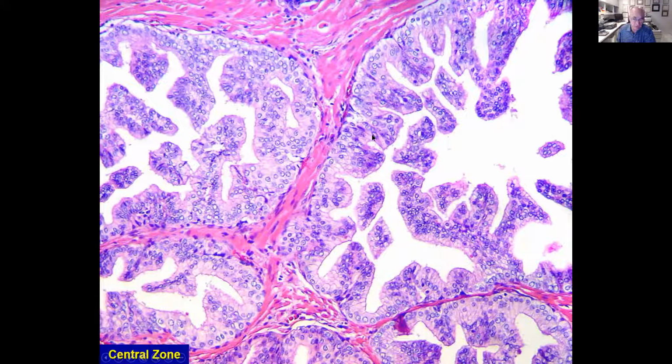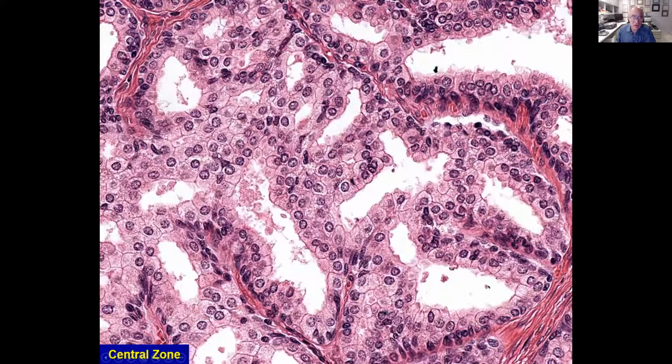And we have many, many cases that we see, especially from outside laboratories, in which these glands have been called high-grade PIN. This is another close-up where you can see the complexity of these glands, that sometimes they may have a small nucleoli.